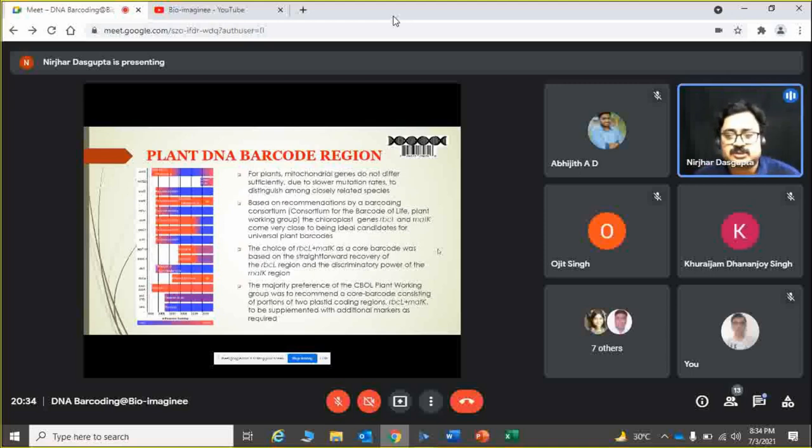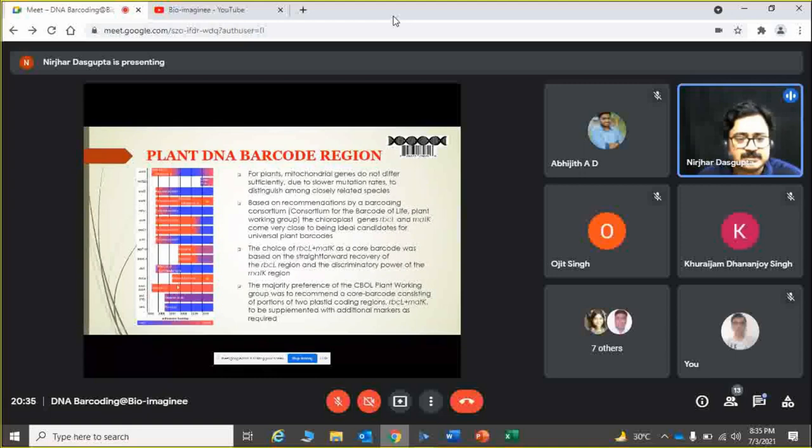So based on the recommendation by the Consortium for the Barcode of Life, where scientists and professors from different parts of the world are part of it, and the BOLD system is maintained in Canada, where many scientists work on this, they recommended the chloroplast genes rbcL and matK. They come very close to being the ideal candidates for the universal plant barcode.